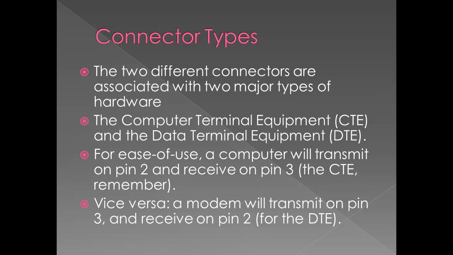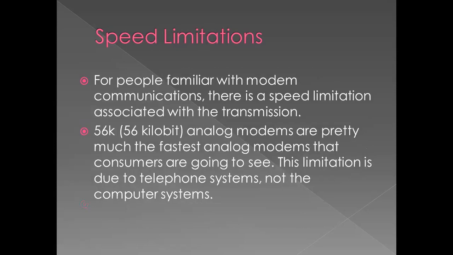A computer will transmit on pin number 2 and receive on pin number 3. Vice versa, a modem will transmit on pin 3 and receive on pin number 2, that is a DCE. For people familiar with modem communications, there is a speed limitation associated with the transmissions. The 56K analog modems are pretty much the fastest analog modems that consumers are going to see. This limitation is due to telephone systems, not the computer system.